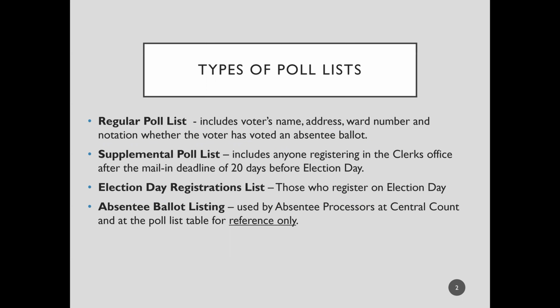Types of poll lists. There's the regular poll list, which includes voters' names, addresses, ward numbers, and notations whether the voter has voted an absentee ballot or not. Supplemental poll lists include anyone registering in the clerk's office after the mail-in deadline of 20 days before the election. Then there's the Election Day registration list, for those who register on Election Day, and the absentee ballot listing, which is used by the absentee processors at Central Count. There is one in the poll books for reference only, but there's no need to use it for anything else.